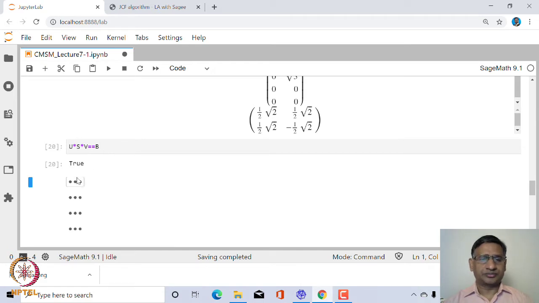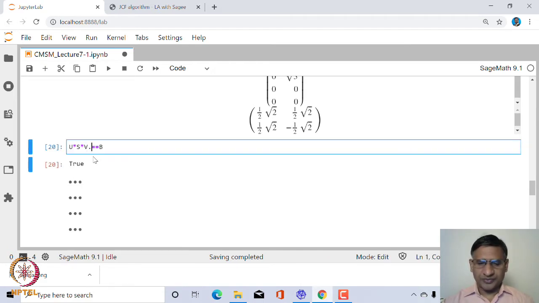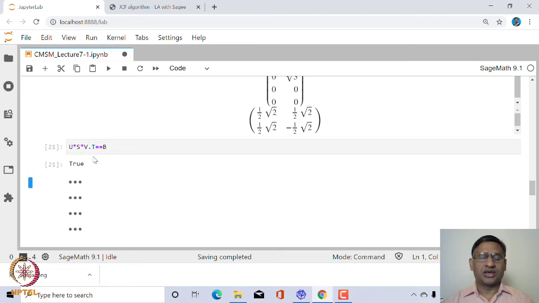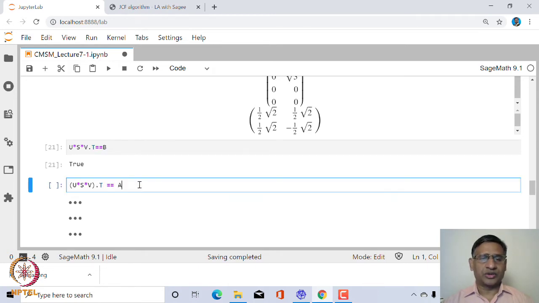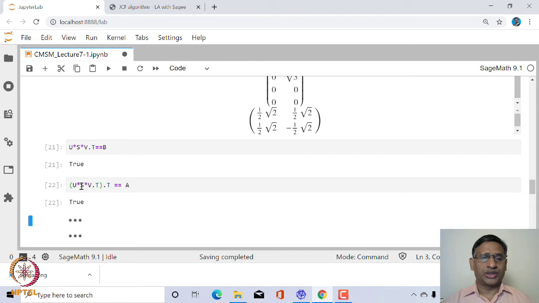Next, actually this should have been V transpose, but V in this case is symmetric, so V transpose will be itself. Now you can also check that if I take the transpose of this, U into S into V transpose, you should get A. So therefore we have obtained the singular value decomposition of A. So this is going to be V into S transpose into U transpose.